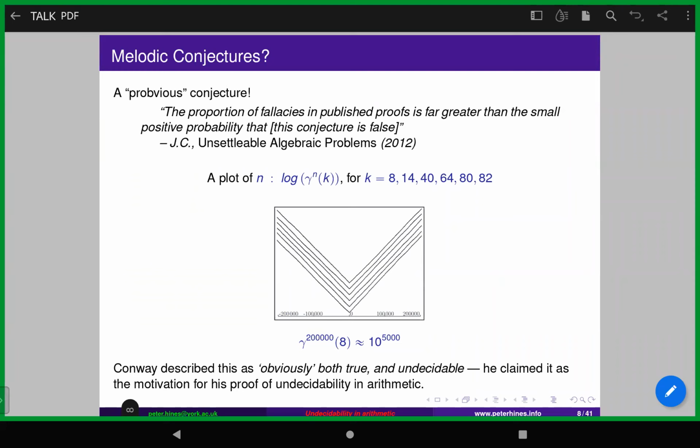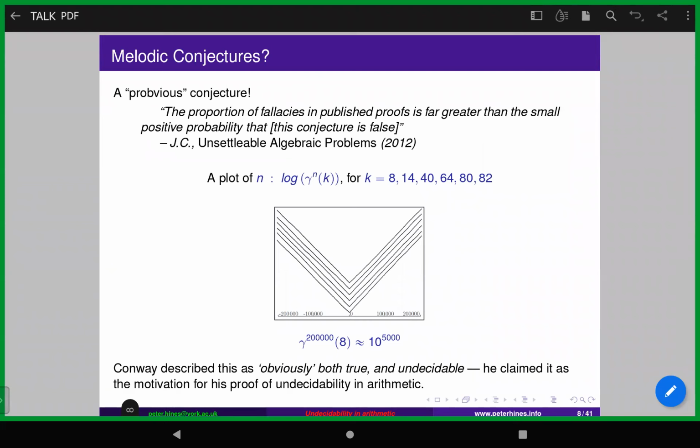And if we take a plot of this, if we plot n against gamma to the n of k for some fixed k, including 8, well, we best be taking a log plot because we have exponential growth. Now, if we take a log plot, we have this graph here, which is decidedly V-shaped. And well, by the time we get up to 200,000 iterations, we're around 10 to the 5,000. In a log plot, it is approximately rising in a straight line.